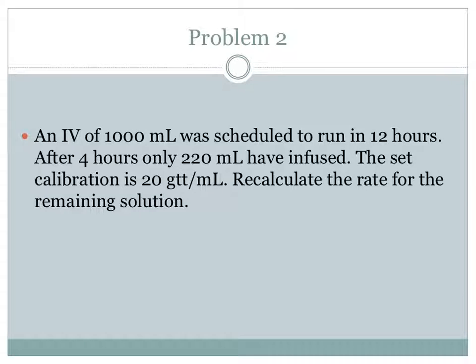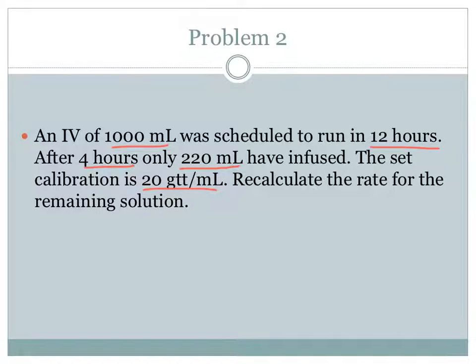Let's try another one. An IV of 1,000 mils was scheduled to run in 12 hours. After 4 hours, only 220 mils has been infused. The set calibration is 20 drops per mil, so we're going to recalculate the rate for the remaining solution. So let's work this through together. Pause now, calculate this out, and then we will go over the answer.